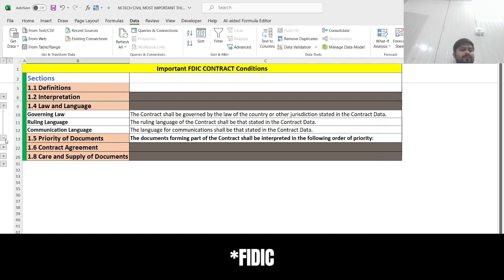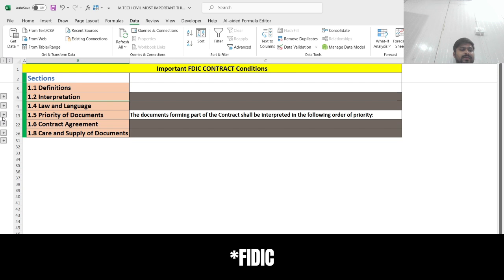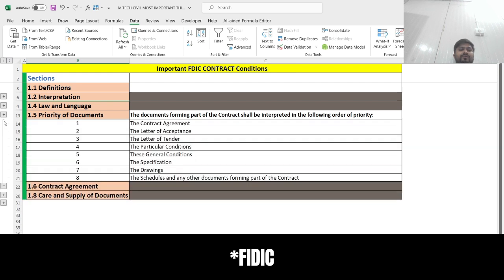Okay, now let's move on to the next topic, the next point. So we'll see the priority of documents. So basically, as I told you, what is a contract? A contract is basically a combination of many conditions. All right, so it has some documents. So you can say, not conditions, but a set of documents that make a complete contract. All right, so what are the set of documents that you have to make sure are included in the contract? The first one will be the agreement.